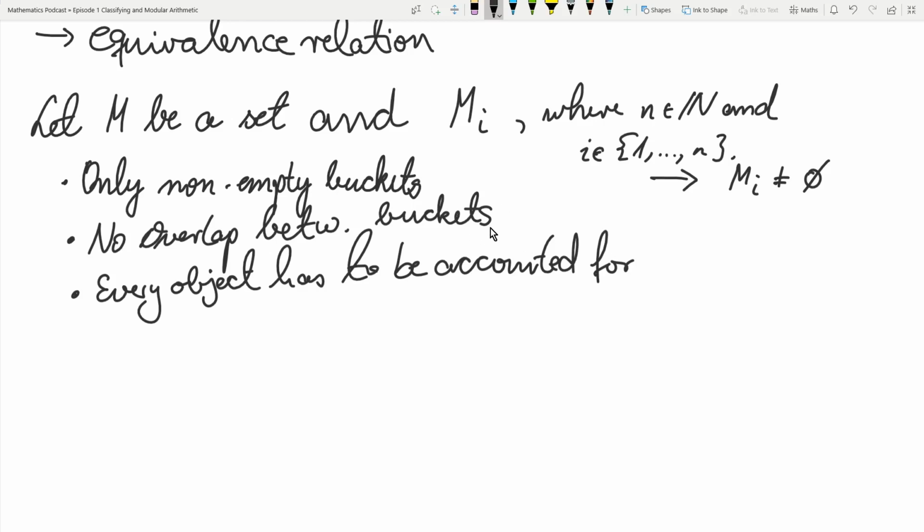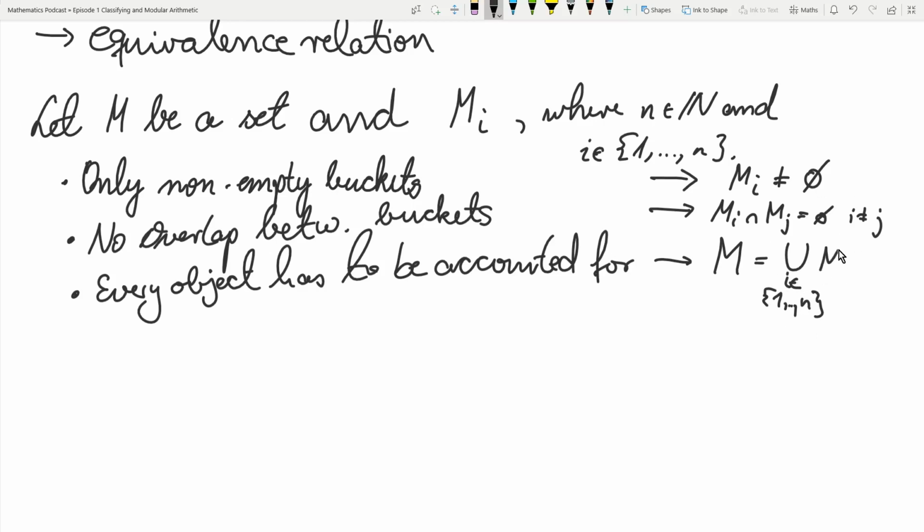What does it mean that there's no overlap between the buckets? Well, this would translate to Mi and Mj having no intersection, as long as i is not equal to j. And what does it mean that every object has to be accounted for? Well, the whole set has to be obtainable by means of union, or unionizing all the different Mi, all the different buckets. If I throw all of them together, I have to get the whole thing.